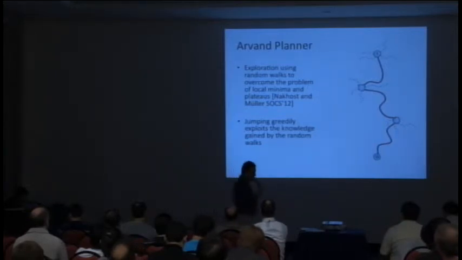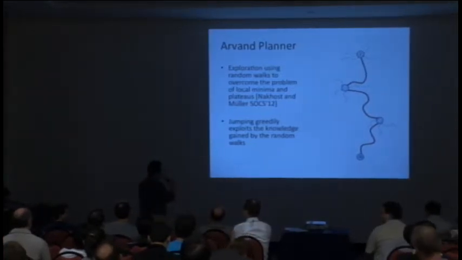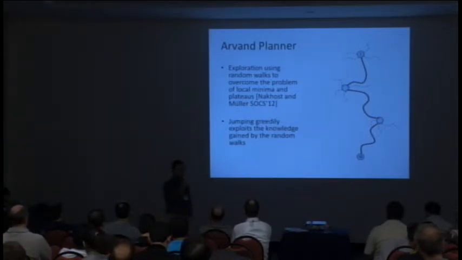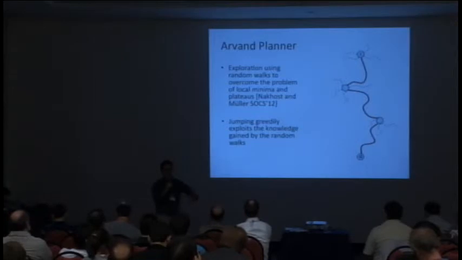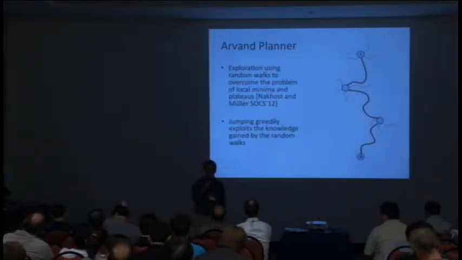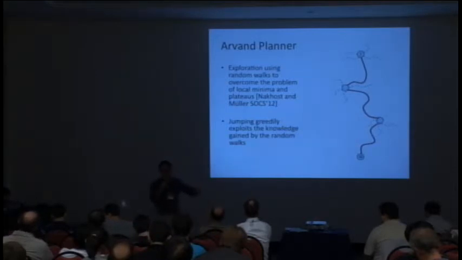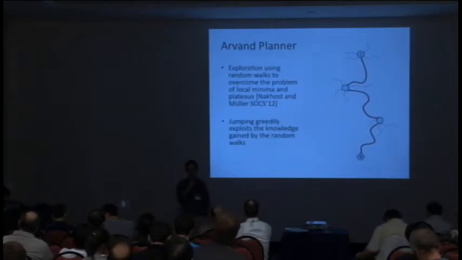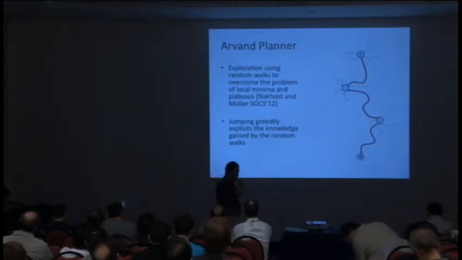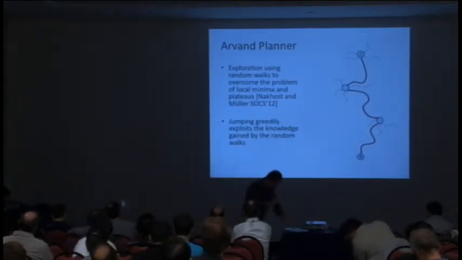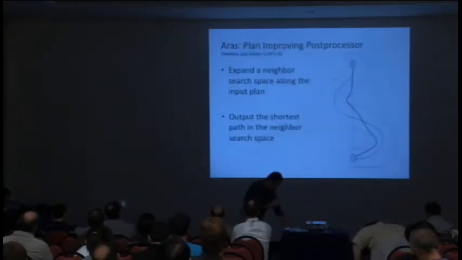search. Another benefit of using this kind of method is that each time that you jump to the end point of a random walk, you can rapidly progress in the search space, especially when the heuristic values are good. So this rapid progress in the search space is really helpful when the size of the problem is very big. I'll show you later the results, but these are the benefits of this algorithm.